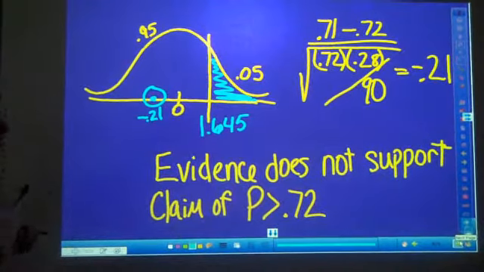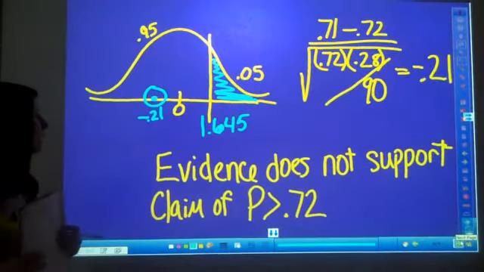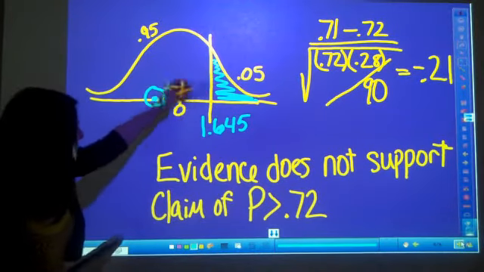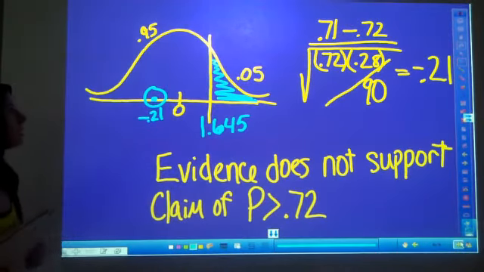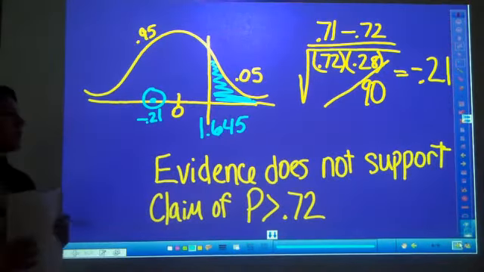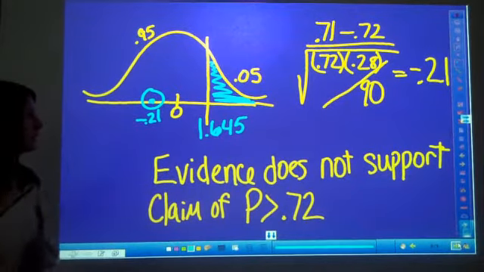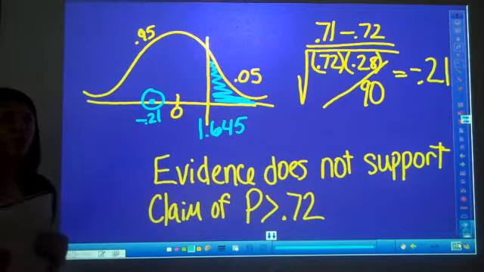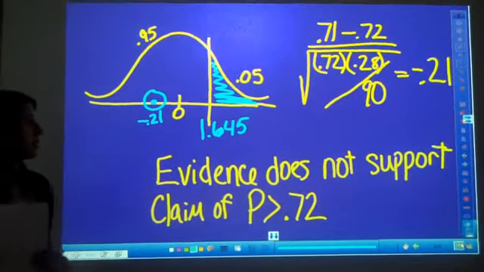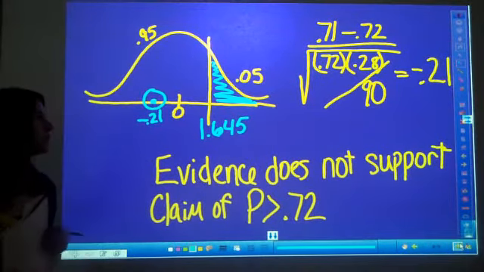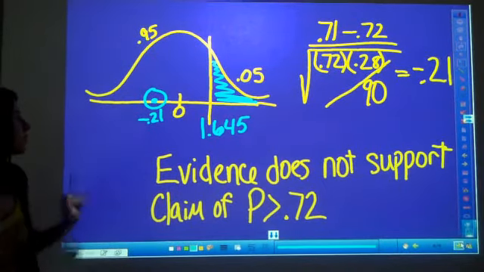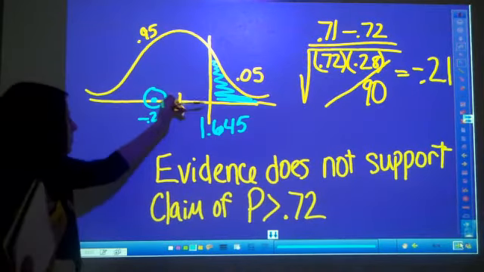This is a graph of the 95% level. If our claim is correct, we want it to be in this area over 1.645. To get this, we do the P hat minus our percentage, which is 0.71 minus 0.72, divided by the square root of our percentage and the other half of it, so 0.72 times 0.28, divided by the number in our sample, which is 90. And that comes to negative 0.21, which is much less than our claim, where we want it to be over here.